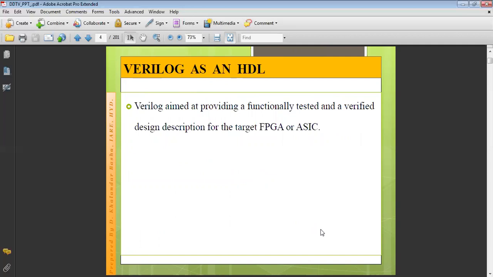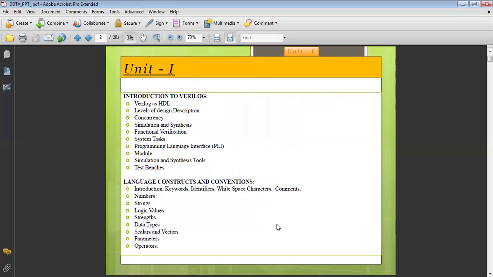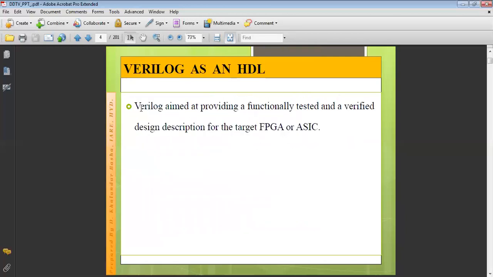Coming to our first concept. What is our first concept? Our first concept is Verilog as HDL. Verilog aims at providing a functional, tested, and verified design description for the target FPGA or ASIC device. Verilog provides a functionally tested and verified design description for the target field programmable gate arrays or application specific integrated circuits, so that Verilog can be used as an HDL.